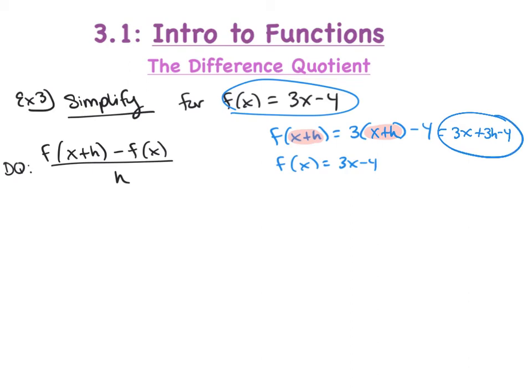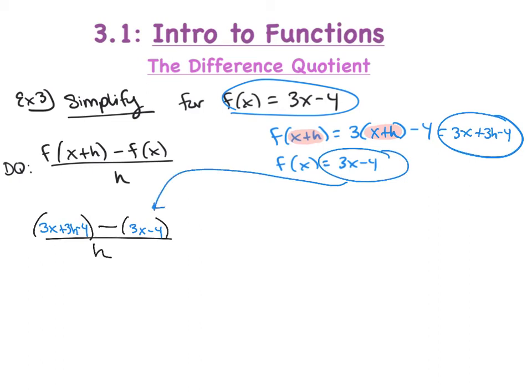Okay, so here we go. Our difference quotient. H is in the denominator. F of x plus h was 3x plus 3h minus 4. F of x was just 3x minus 4. So I took the 3x minus 4 for f of x and I plugged it in here. And I took the 3x plus 3h minus 4 and plugged it in here. Okay, now I just have to simplify.